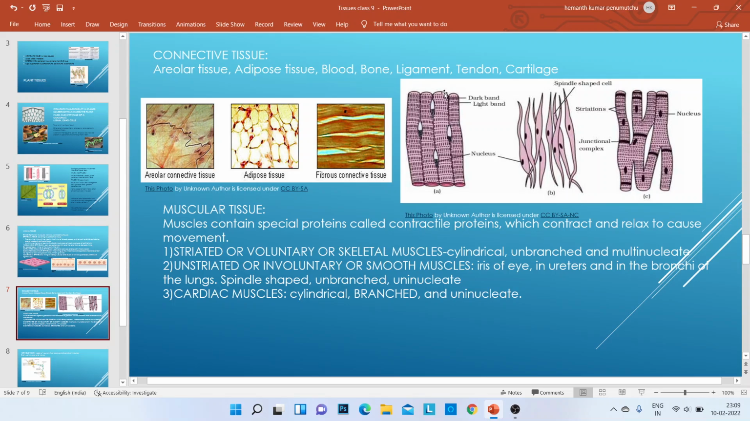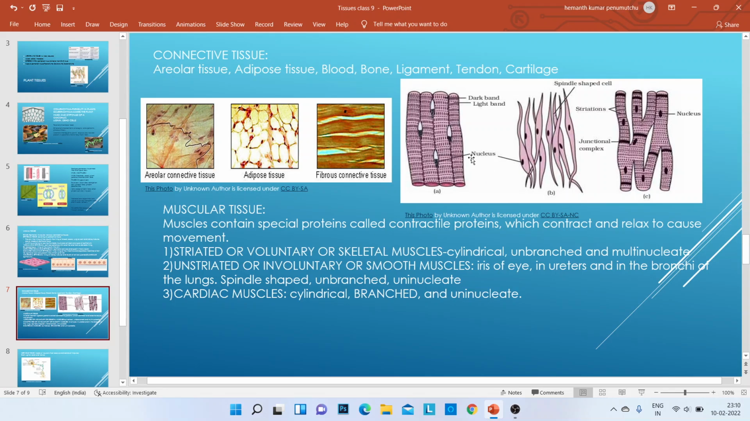If you see here, this is striated. Striated means alternate dark and light bands are present. Dark band, then afterwards we can see a light band, then dark band, then light band. Like this, dark and light bands alternate, and this looks like striations. That's why it is called striated muscle. It contains many nuclei, multinucleated, and it is unbranched.